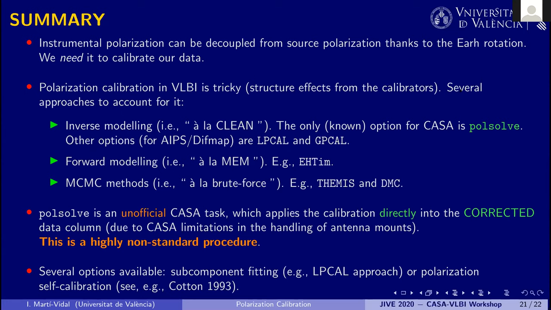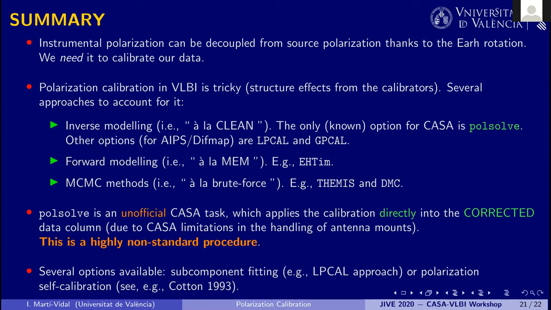And at the moment, there are several approaches to account for these structure effects, okay? One of them is a family of algorithms that we could call inverse modeling, okay? This is a la CLEAN, let's say, where we retrieve the model from the data. And from this, the only known option for CASA, as far as I know, maybe you know of another option, would be PoleSolve. There are other options for AIPS and DIFMAP like LPCAL and GPCAL.